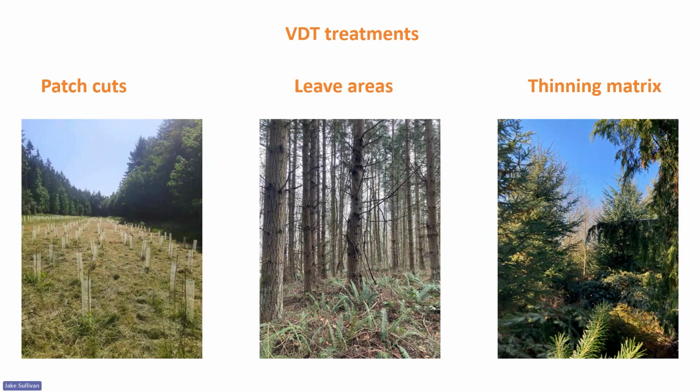Variable density thinning kind of has 3 main buckets. There's patch cuts, where you're removing all or most of the trees or vegetation, and then there's the leave areas where you're not thinning or lightly thinning, and then the thinning matrix where you're targeting a specific trees per acre or relative density or basal area. But that's just 3. You could have 20 treatments, depending on the complexity and management goals and the resources that you have to get them done.